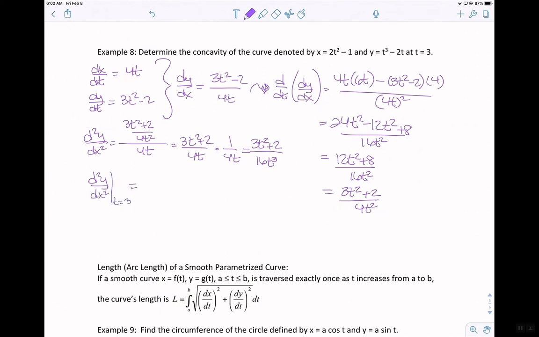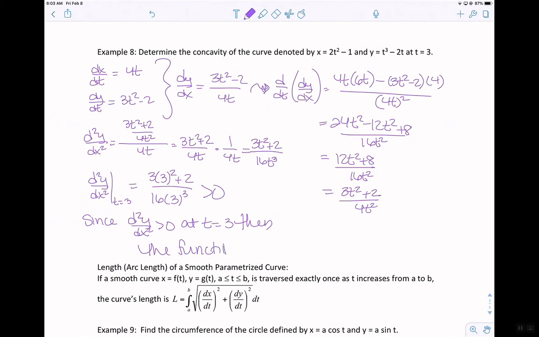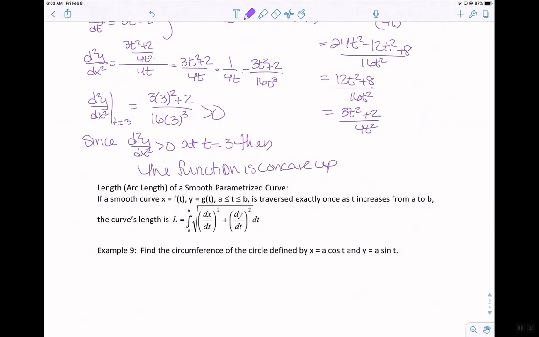So I get 3 times 3 squared plus 2 over 16 times 3 cubed. Again, bigger than 0 or less than 0, this is going to be bigger than 0. So since d squared y over dx squared is bigger than 0 at t is equal to 3, then the function is concave up. Okay.